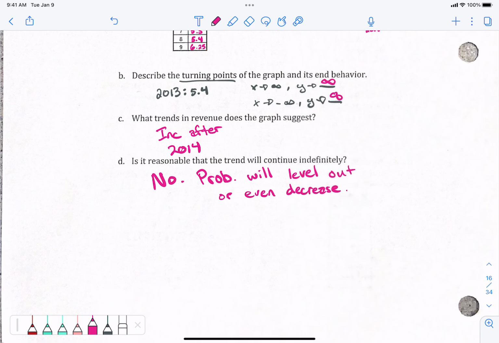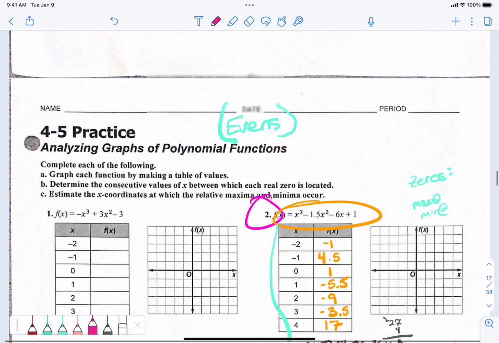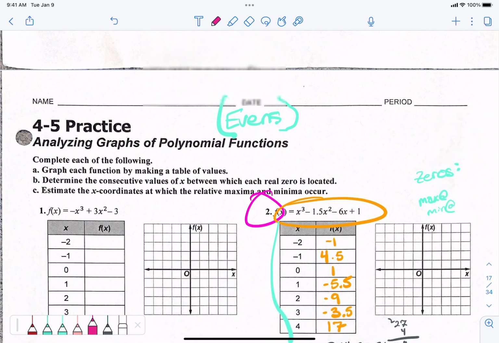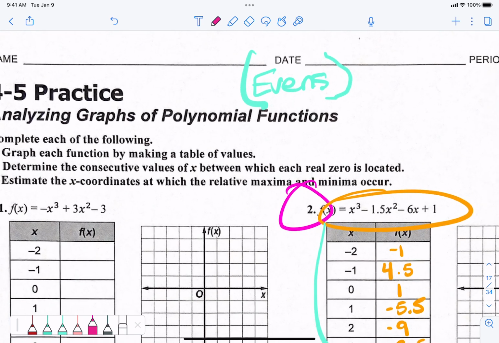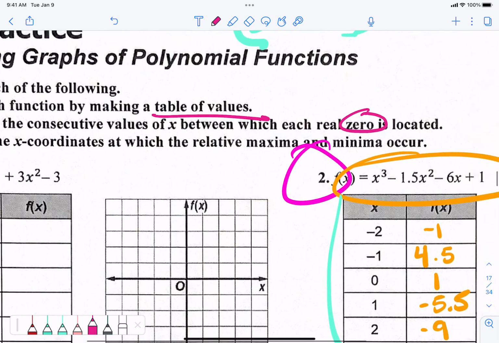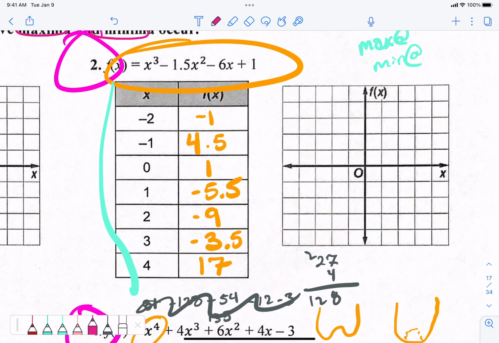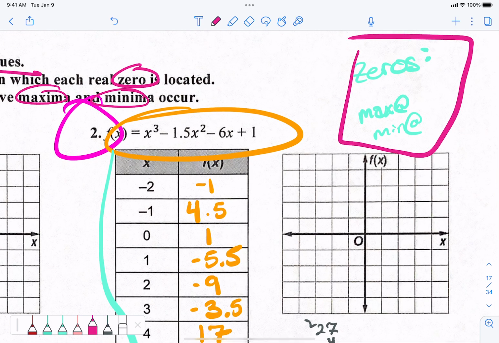Okay. Let me tell you which ones to do for homework. Here's what to do for homework. On practice, just do the evens. If you need to use some of the room on the left side, you can. But here you go. There is an A, B, and C, so make sure you're following A, B, C. A says graph the function by making a table of values. B says find the zeros. And C says find the maxes and mins. You have to do that for all of them, right? If you want to write down number 2, I've plugged those numbers in for you. So there you go. All you have to do is graph them and find these things: zeros, max, and min.